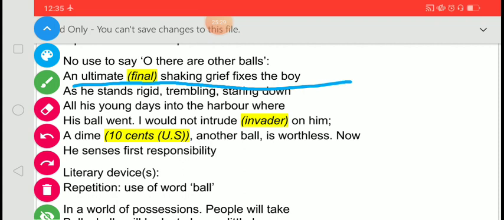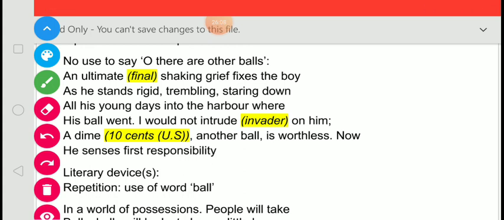So why is he very sad? Why is the boy very sad? The boy is sad because all the memories of the childhood days went down the harbor, went down the water with the ball. All the childhood memories were connected to the ball, and now the ball is lost. So all the things have drowned into the water.